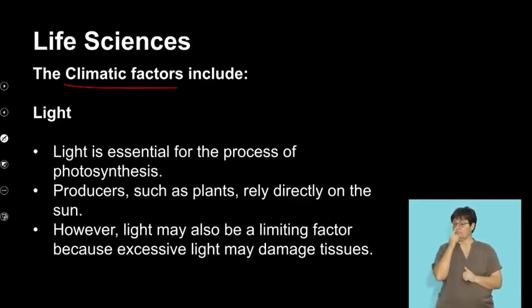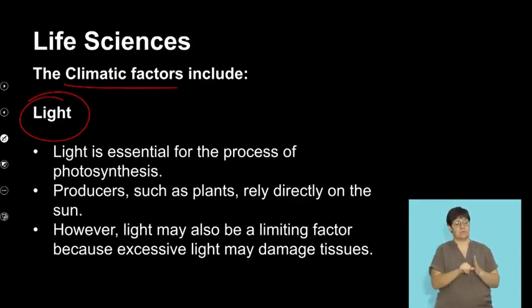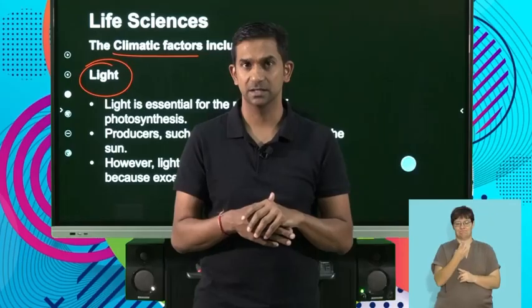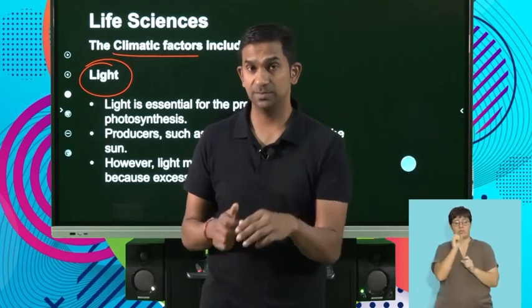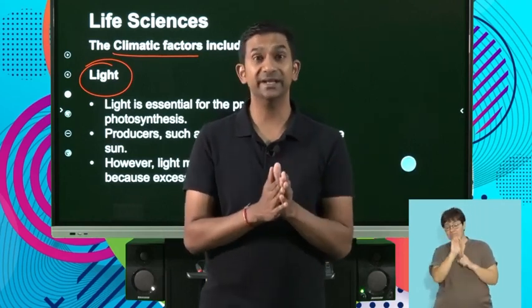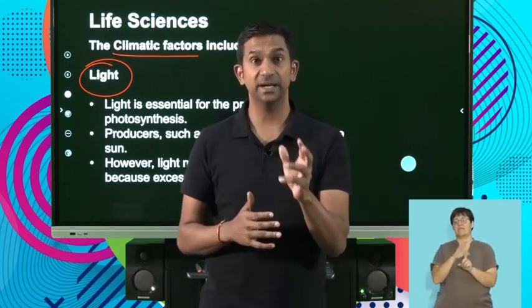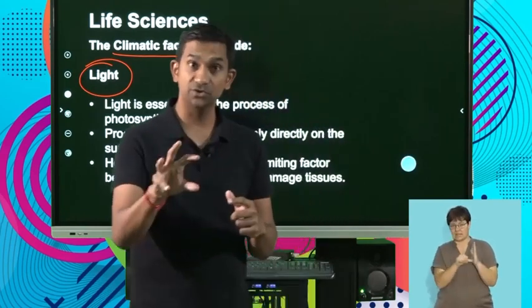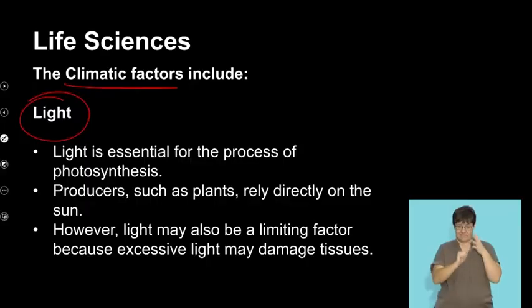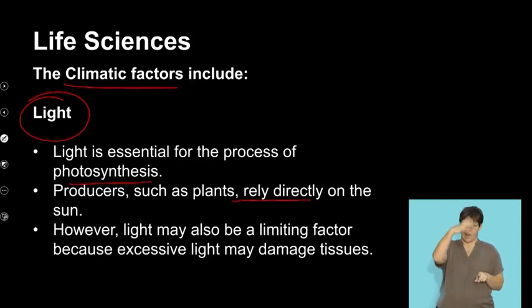The first factor we're looking at is light, and we know that light is important for one of the most crucial processes of photosynthesis. We often tend to focus just on plants. However, it's important that we recognize that even animals are affected by light. So let's try and understand the importance of light to living organisms. So light is essential for the process of photosynthesis. We know that our producers rely directly on that light.